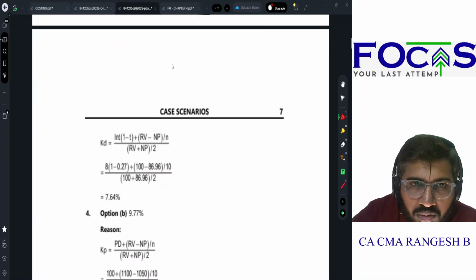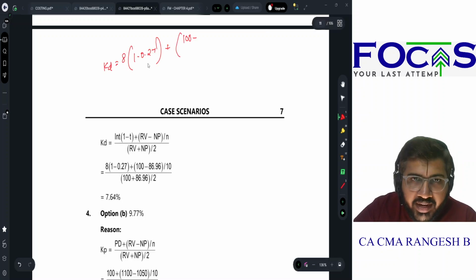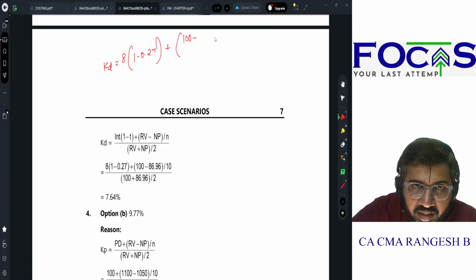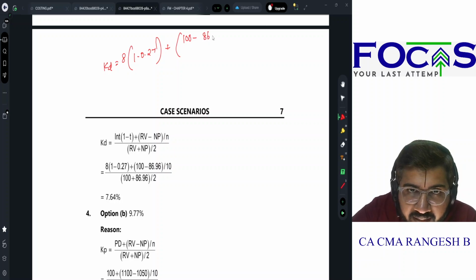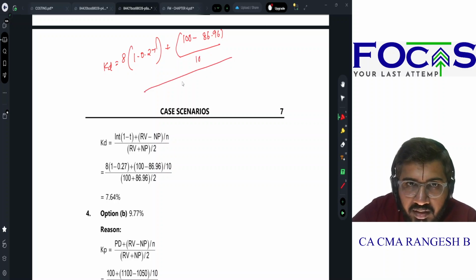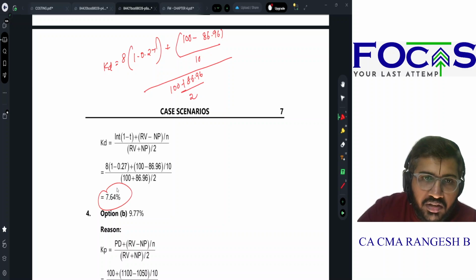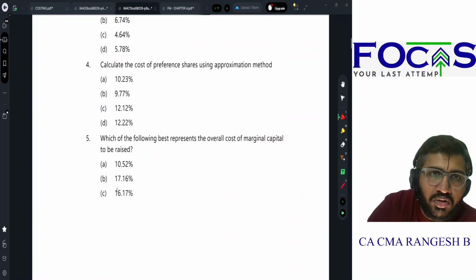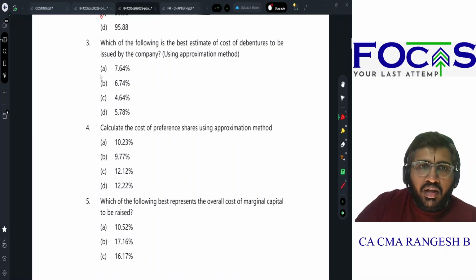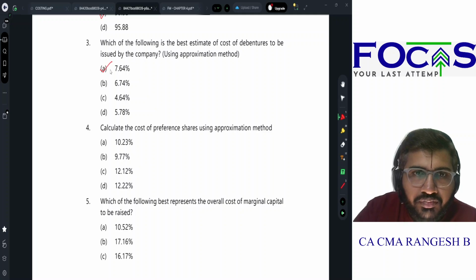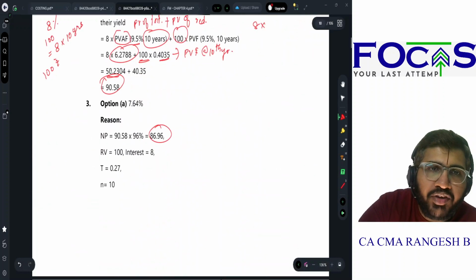So here, as I was writing, interest 8 into 1 minus 0.27, plus 100 minus 86.96, the whole divided by 10 years, the whole divided by 100 plus 86.96 divided by 2. This gives me an answer of 7.64%, which is your option A. Yes. Next, the same method la preference share ketirukkaanga.